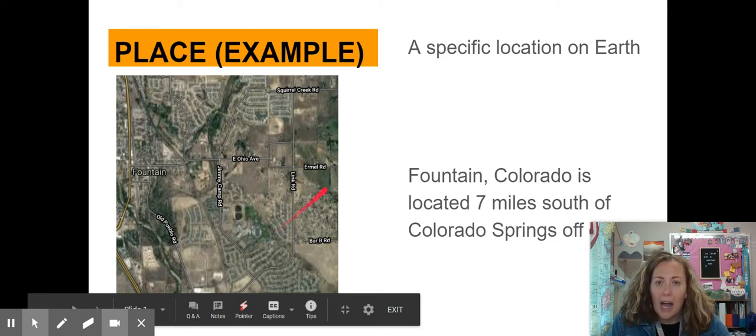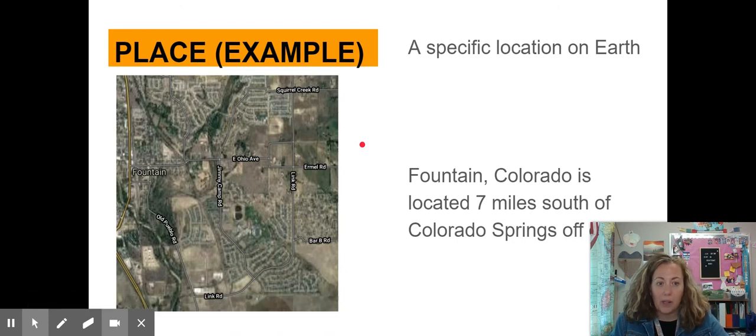And so, simply put, there is no other place in the world in this location than Fountain. So it's just like Fountain is a place. My description of my picture, I put Fountain, Colorado is located 7 miles south of Colorado Springs off of I-25. So we know that the interstate is the big road that puts our location 7 miles south of Colorado Springs.